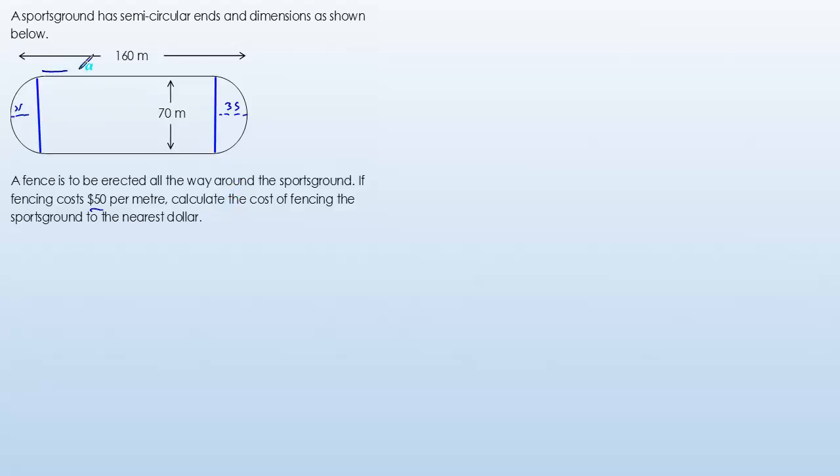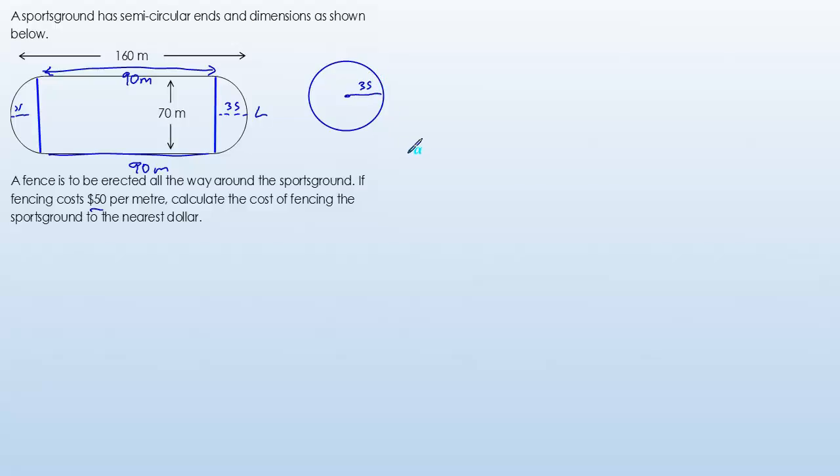So the length of this straight section is going to be 160 take away 70, so that's going to be 90 meters. Take away 70 because we've got 35 at each end. So we've got two 90-meter sections and then two semicircular arcs. Now we could put those semicircular arcs together and just make a circle. That's probably the easiest way to do it.